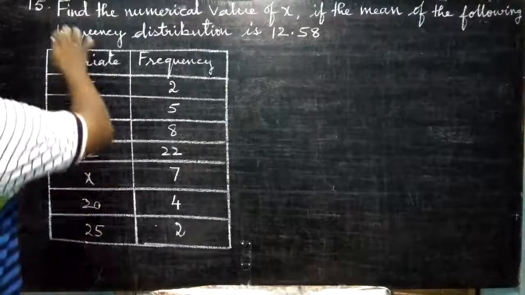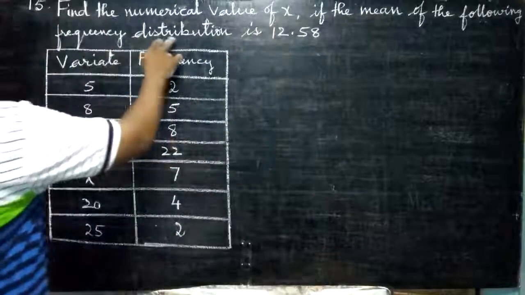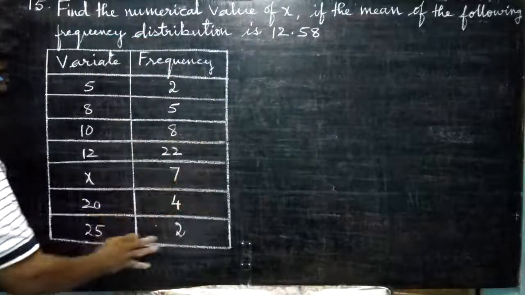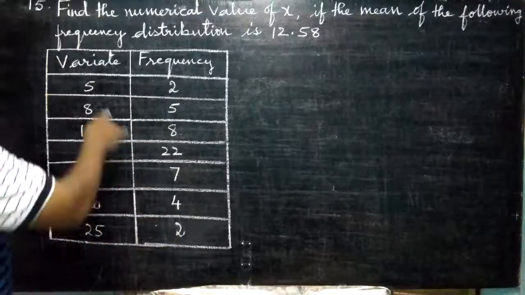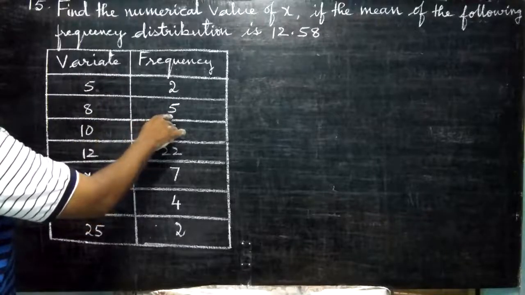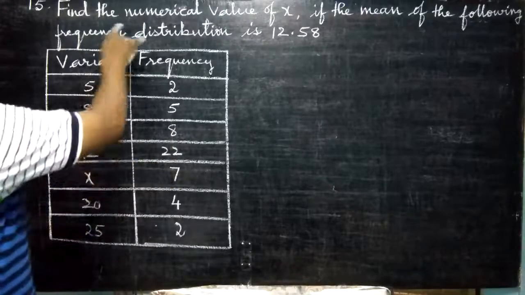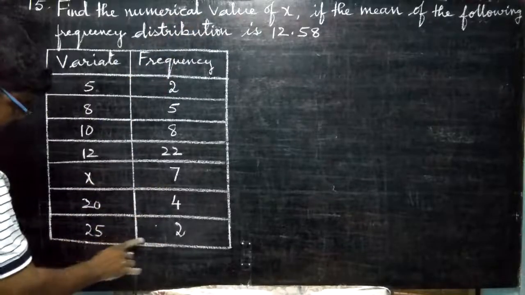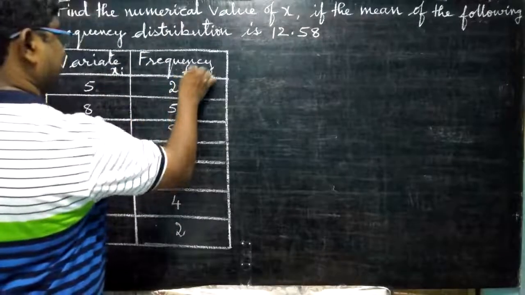15th problem. Find the numerical value of x if the mean of the following frequency distribution is 12.58. Here they have given the frequency distribution table, the variety here and the frequency here. For 5, 2. For 8, 5. For 10, 8. For 12, 22. Here x is there; we have to find the numerical value of this x. But they gave 7 for 24 and 25, 2 are there. This is xi, the particular class, and frequency.